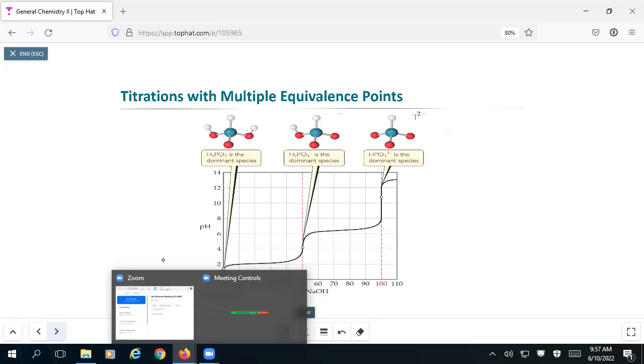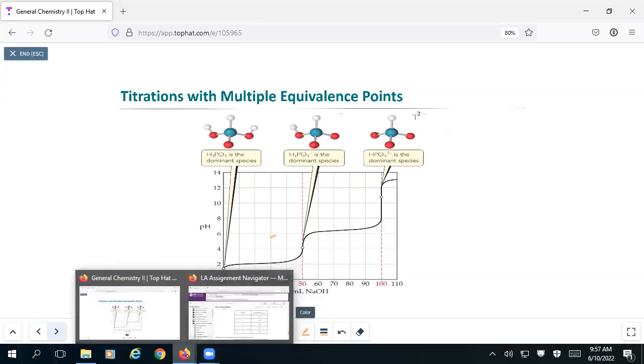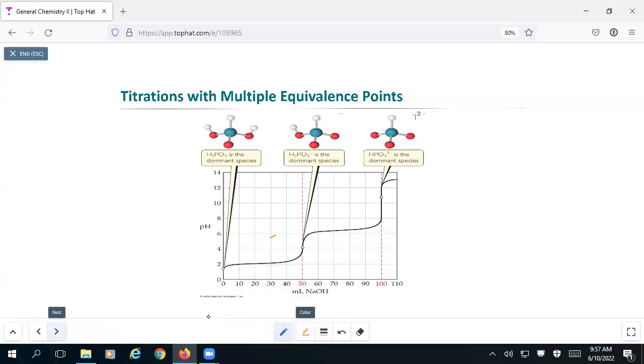Again, we can see kind of the same thing. This is phosphorous acid. In phosphorous acid, we look at, here's our first equivalence point here at 50. So we would measure the first pKa here at 25. Our second pKa would be the midpoint between 50 and 100, which would be 75. So that's where we would measure pKa 2.